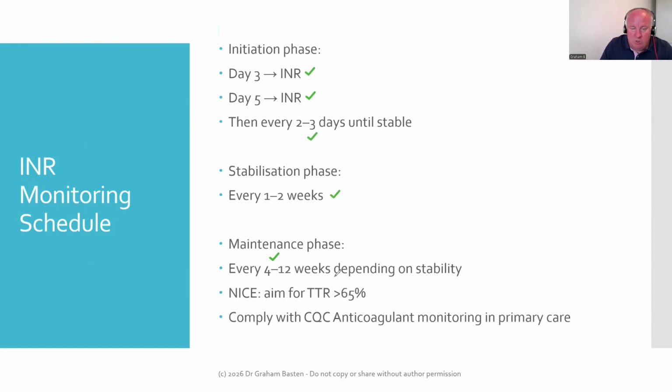We might also use something called TTR. That stands for time in therapeutic range. So we want your INR to be 2. If we measure it regularly, how often is it within range? So if it's 2 every time you measure it, then that's 100% time in therapeutic range. So ideally, we want your INR to be stable.